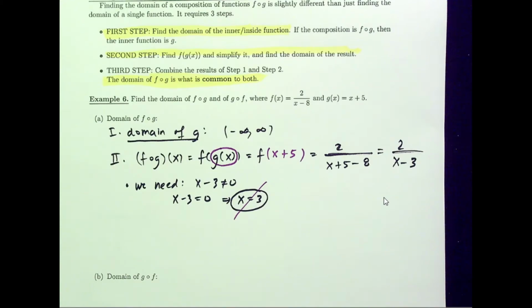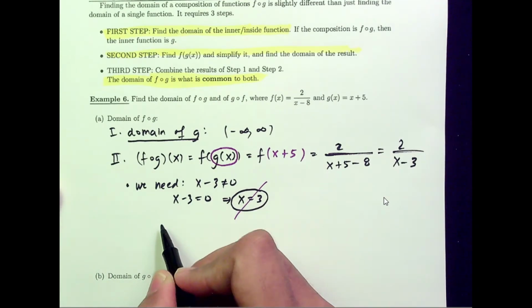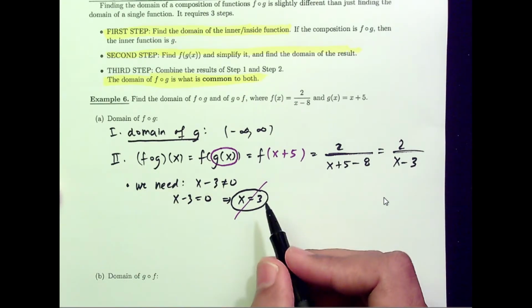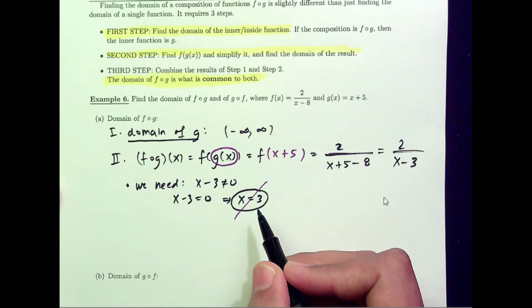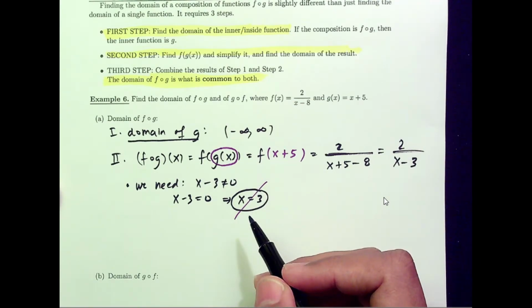Okay, so we're done with that. We found both domains. That means the domain of the composition is just all numbers that are not 3, all real numbers different from 3. Now that we have both, we want to put everything together.